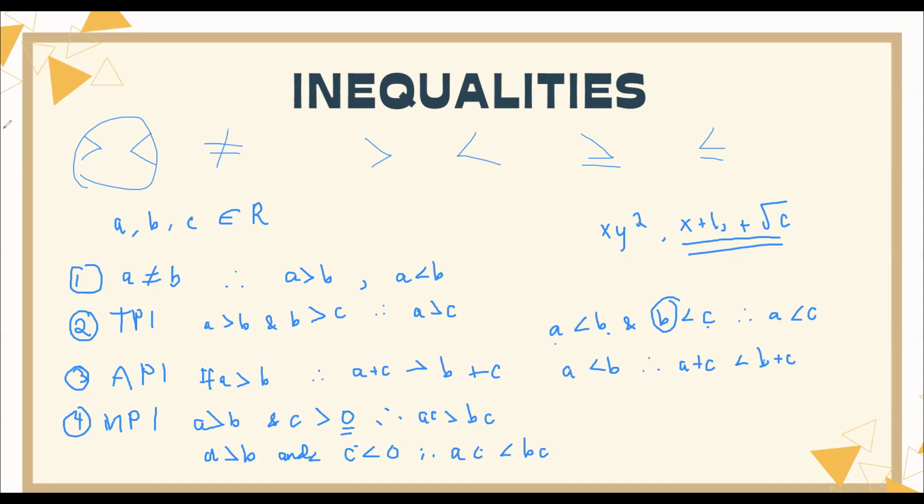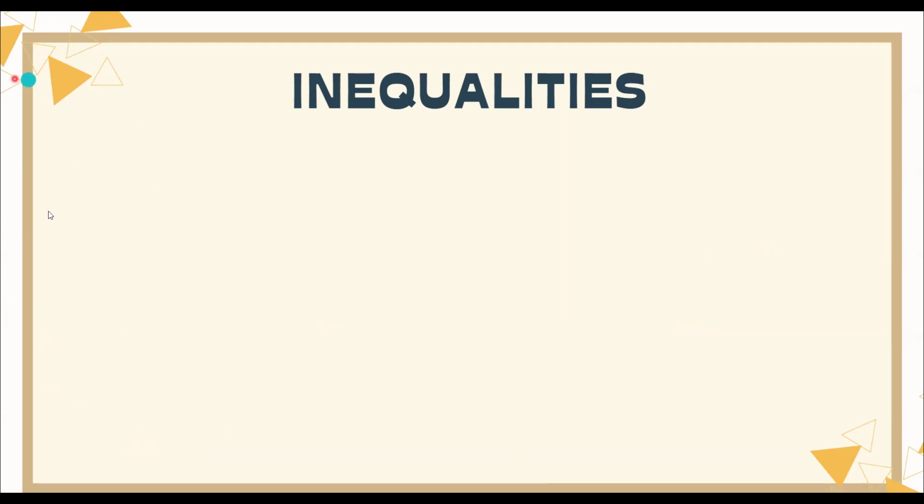Now you will notice here that we only have the addition property and multiplication property, whereas subtraction and division are just the reverse of your addition and multiplication properties. So they don't have their own separate rules. So let's look at some specific examples of these properties.